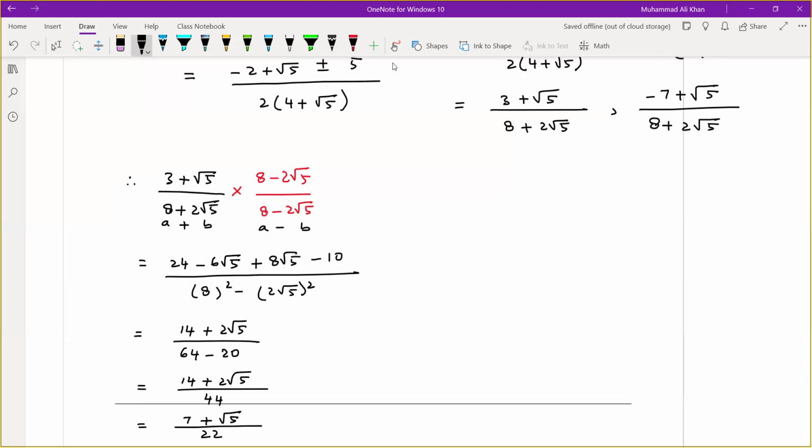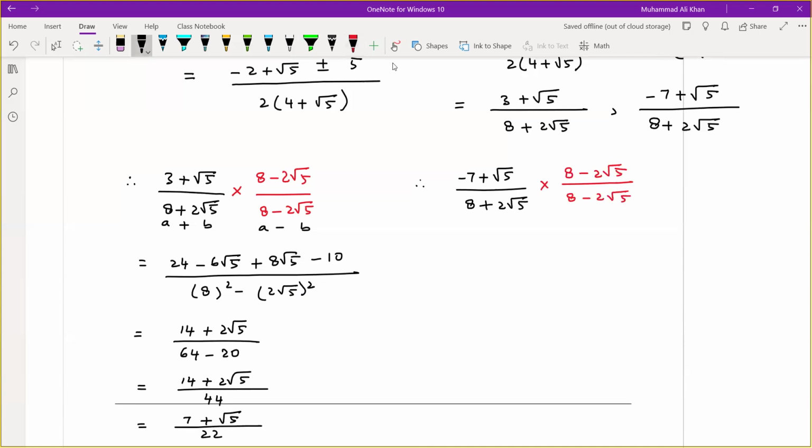And now the second answer. -7 plus under root 5 divided by 8 plus 2 under root 5. Again, we have to rationalize this. Middle sign change करवा के multiply and divide किया जाएगा. Denominator का middle sign change करें, multiply and divide कर दें.